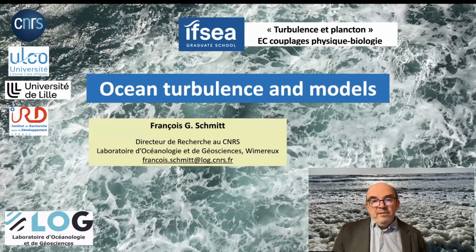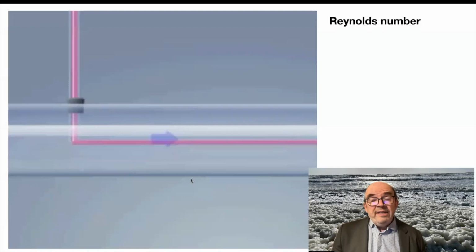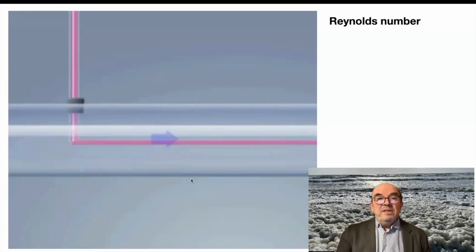I'm François Schmidt, Research Director at CNRS, and this short presentation is about ocean turbulence and models. So first, I will give some numbers that I used as indicator of the state of turbulence. And for this, the first one is the Reynolds number. So this short video is useful to explain what it is.